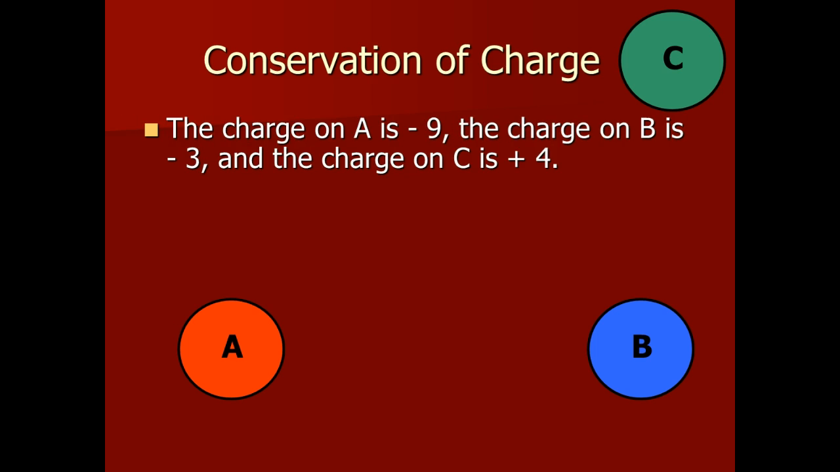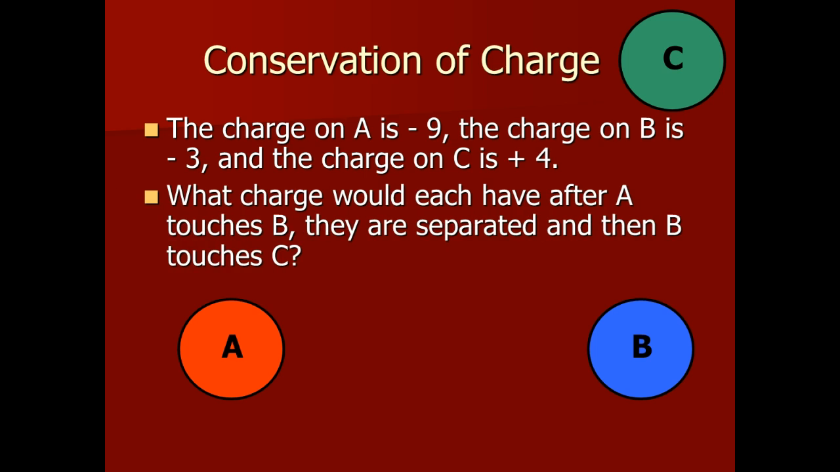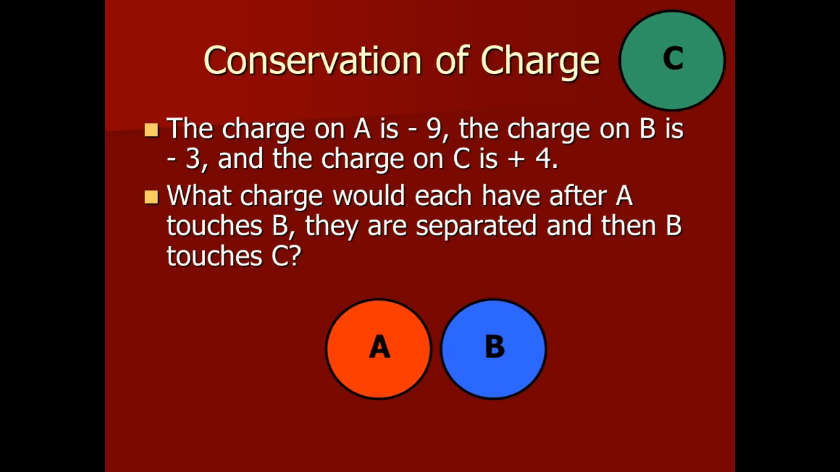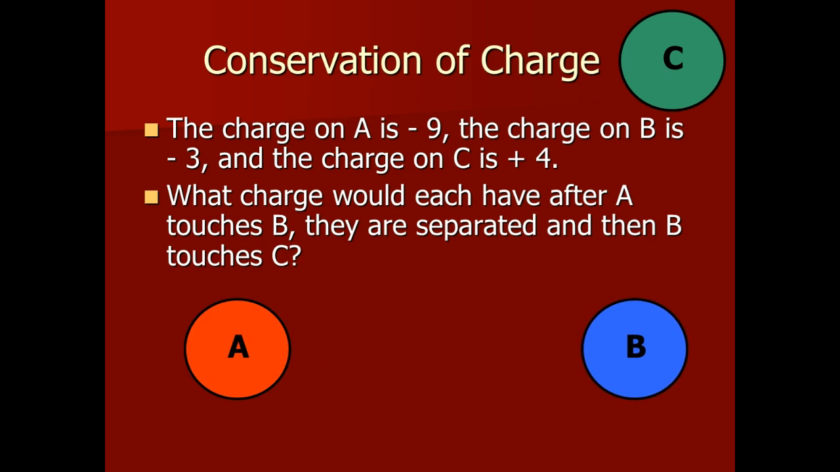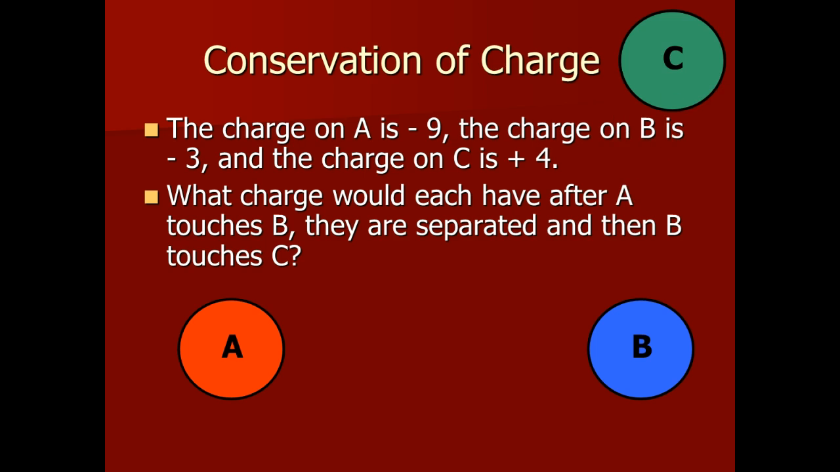We're going to have A touch B, B touch C. So we start by finding the net charge. A has -9, B has -3, C has +4. What charge would each have after A touches B, and they are separated, and then B touches C? So A and B, we're going to have those touch first. Then we're going to touch B to C.